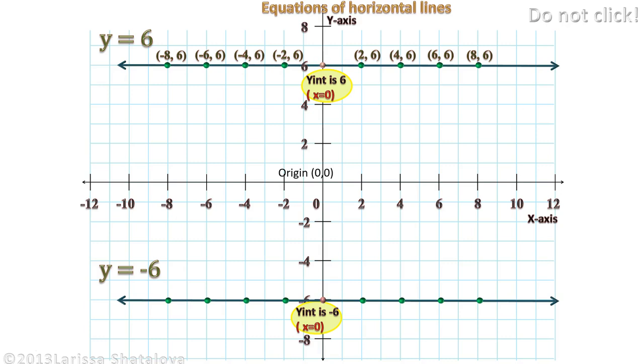One more line. This line is going through the origin. It's a horizontal line, and this line is located on the x-axis. Now, how can we show the equation of this line? Y equals 0, exactly. So, for horizontal lines, to identify the equation, we use the y-intercept. For vertical lines, for the equation, we use the x-intercept.